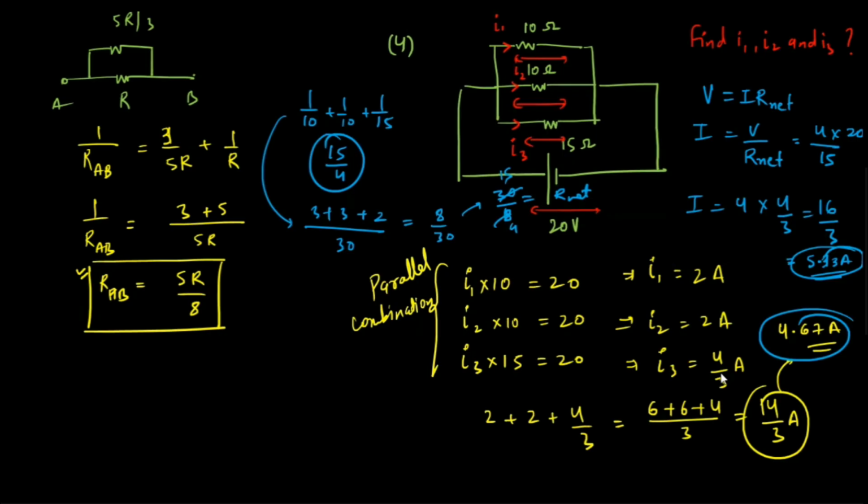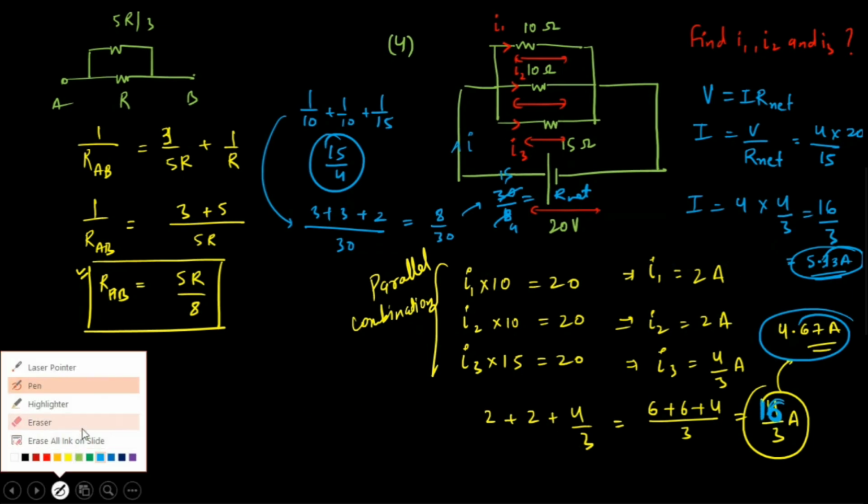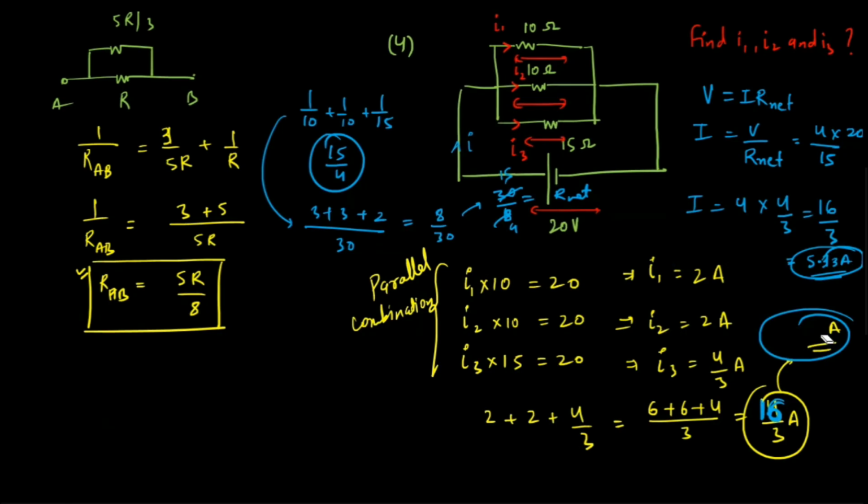So I1 is going to be 2, I2 is going to be 2, and I3 is going to be 4 by 3. The sum of these currents will constitute I, the net current coming out of the battery. So this I must be equal to the sum of these three currents, which is 2 plus 2 plus 4 by 3. So 2 plus 2 plus 4 by 3 is 16 by 3. That is not wrong, this earlier value was wrong. This should be 16. So the value is similar in both the cases, and whatever values we have got is correct. Did you understand?